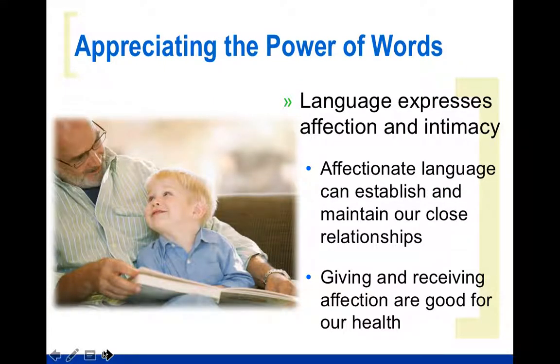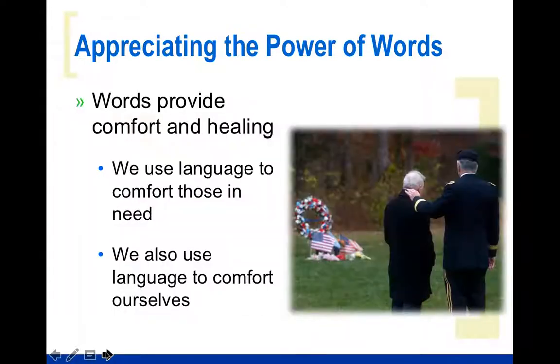Language expresses affection and intimacy. We can use language and the symbols associated to have affectionate conversations. It's how we can maintain and establish our close relationships through that affectionate communication and language. And giving and receiving affection are good for our health. So it's important that we understand that we can express affection and intimacy. We need language in order to express affection and intimacy, and ultimately having the ability to express affection and intimacy is good for our overall health.